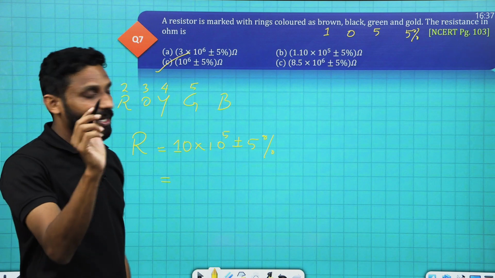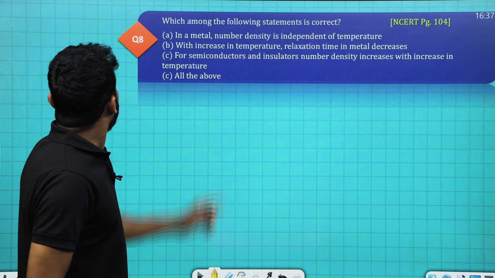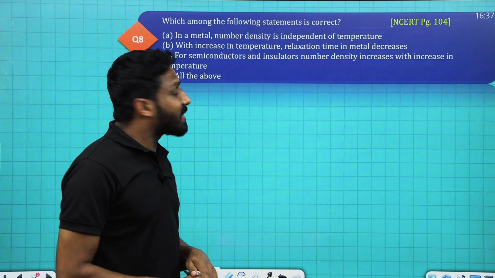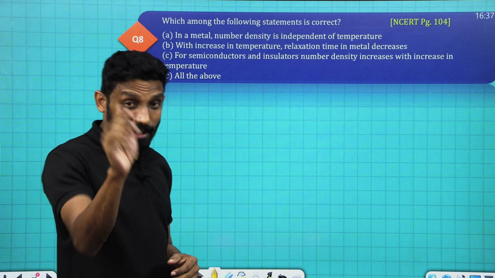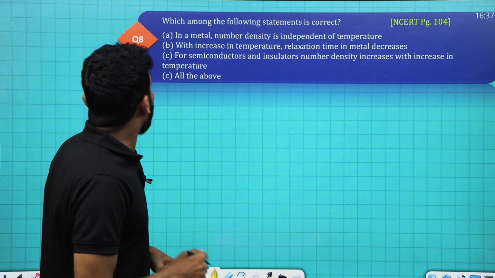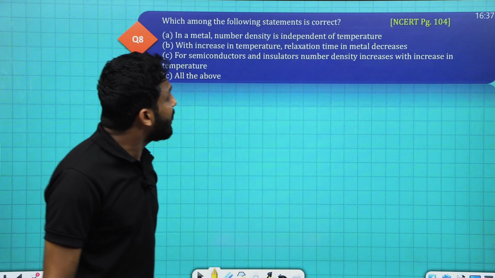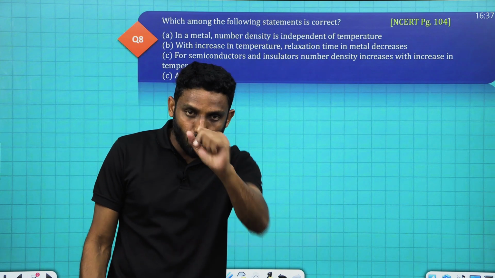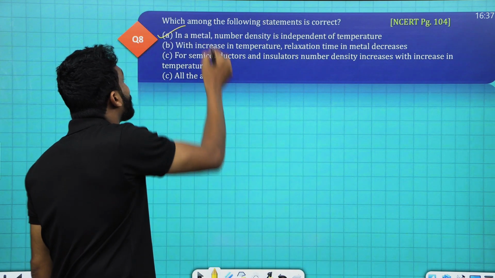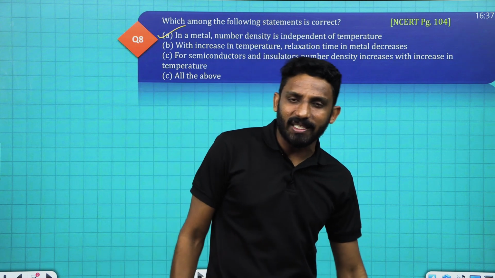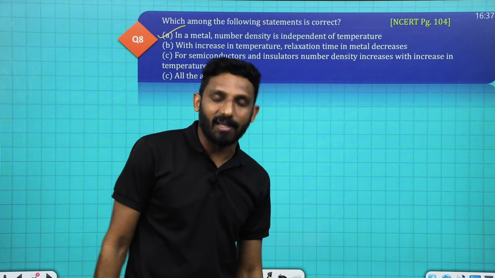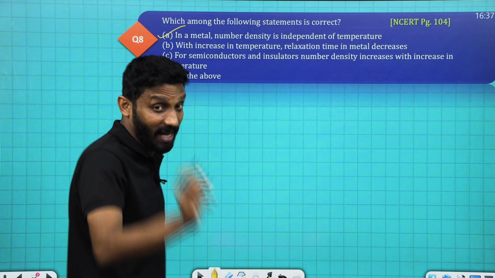The next question, which among the following statements is correct? 1. In a metal, number density is independent of temperature. That is true. In a metal, the electron number density is not going to be varying according to temperature in a metal.